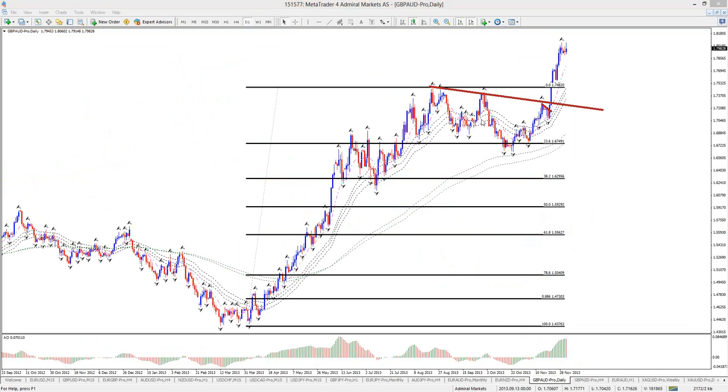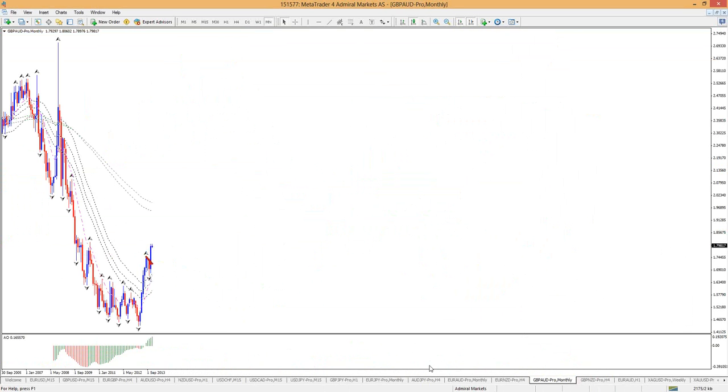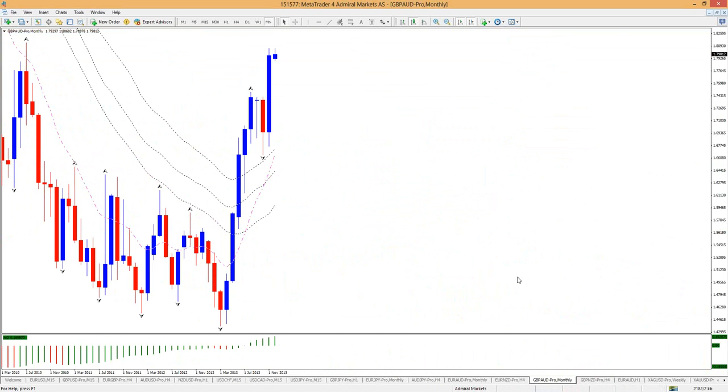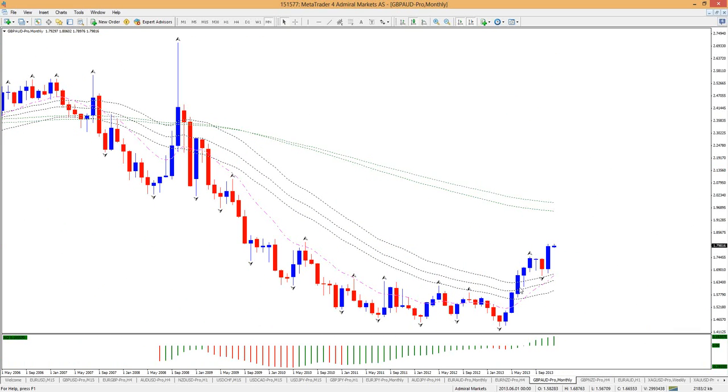Pound aussie went to, well, let's take a look from the very beginning. Very bullish candle in November. Very strong breakout to the upside of this trend line, in fact. So a lot of momentum to the upside here. How far can this go? Now that we're clearly broken above the band, we have maybe pretty good space to the upside.